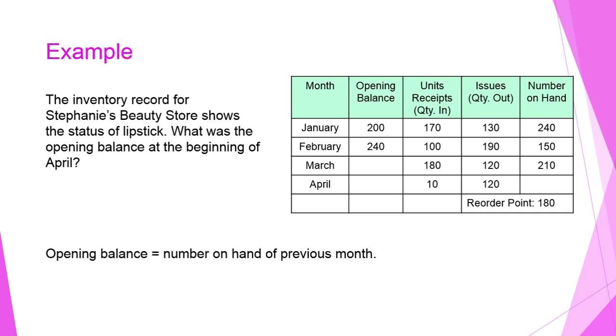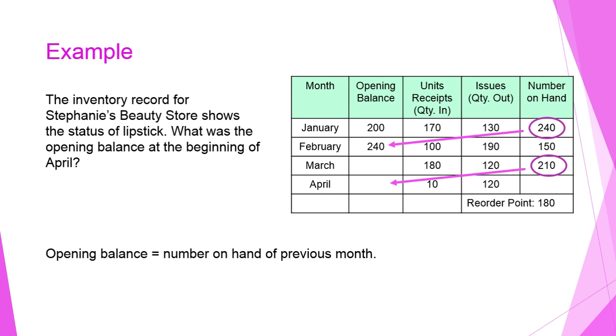So notice the opening balance for 1 month is simply the number on hand of the previous month. For example, the number on hand for January is 240. That means when you start February, you start off with 240 items as well. So it's basically the number on hand at the end of the day or the end of the month. You count how many lipsticks you have. So when you open the store the next day, which is the beginning of the next month, you should have that same amount. That's all it really means.